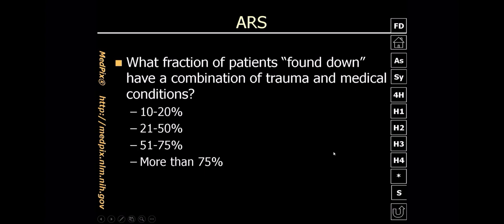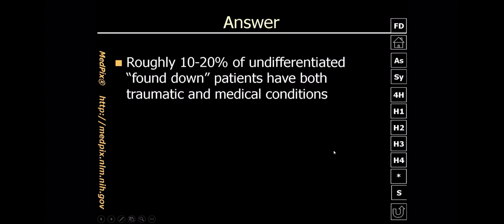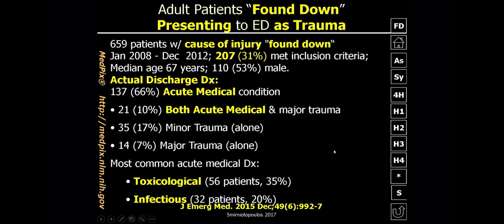So what fraction of patients found down actually have a combination of traumatic and medical conditions? This is an important question because an undifferentiated patient coming to the emergency room may have suffered trauma as a result of something that caused a loss of consciousness, and so you can have a combination. It's roughly about 10 to 20% of patients are going to have a combination of traumatic and medical conditions.